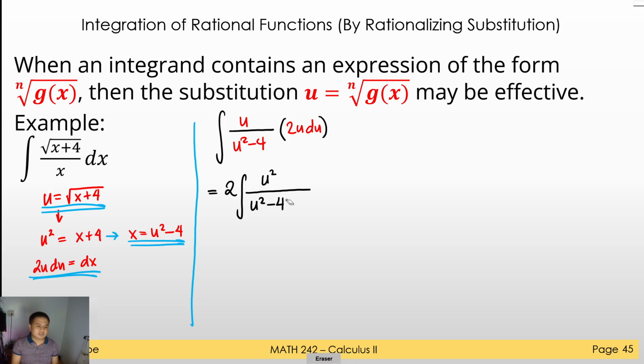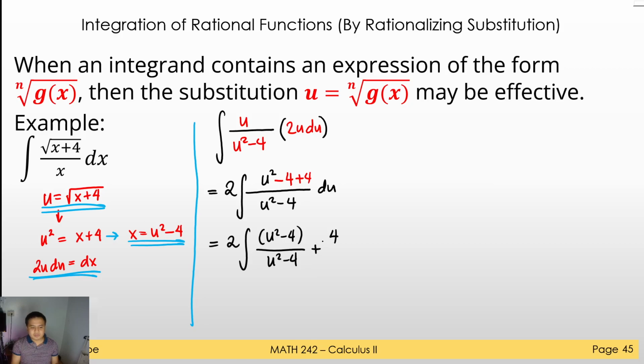So if you have this case, what you can do here is, we want to cancel out u squared minus 4. Basically, I can add negative 4 here and add a positive 4 here. So what happens now? If you simplify this negative 4 and 4, this will be just equal to 0. So basically, nothing happened, but we can expand this into this form. So you have u squared minus 4 over u squared minus 4, plus 4.